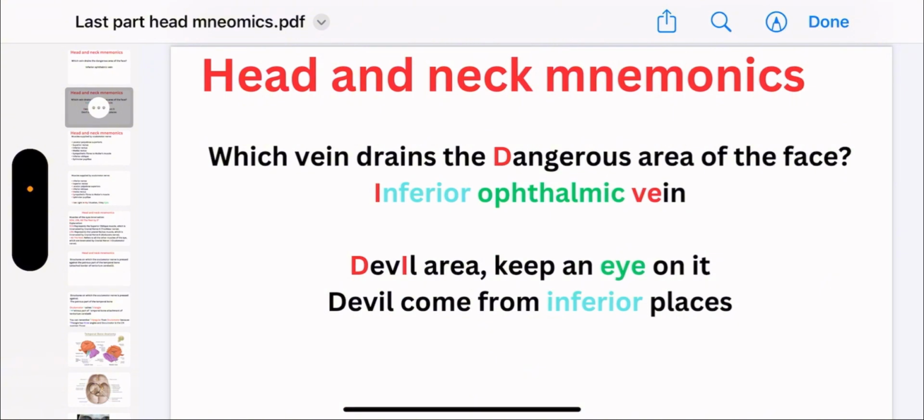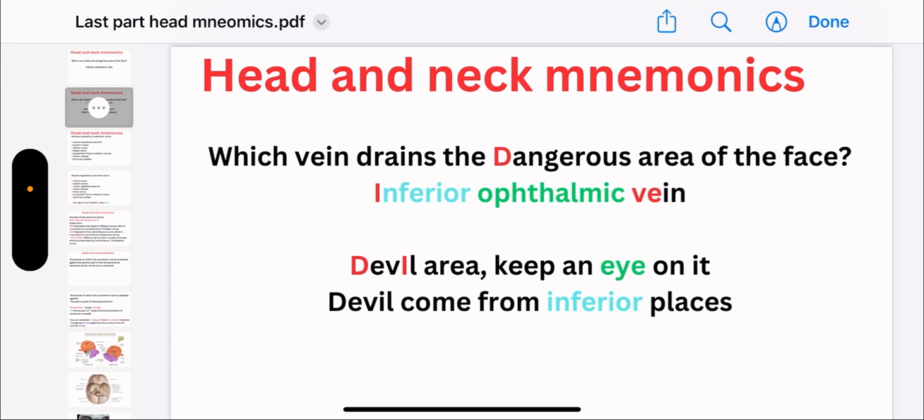So devil area, this is a devil area, keep an eye on it. It will give you the vein that drains it, which is the inferior ophthalmic vein. An extra point to help you: the devil comes from the inferior places, so it's the inferior ophthalmic vein. I hope it's clear. Devil area, keep an eye on it.